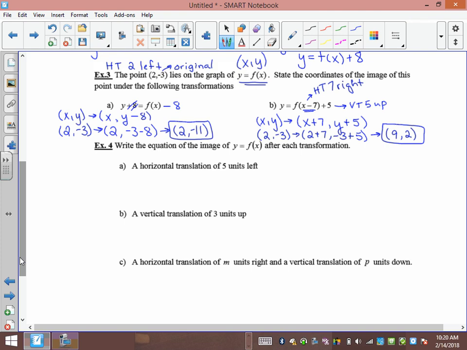Write the equation of the image. So that's asking for the transformed equation of y equals f of x after each transformation. Okay? Horizontal translation of 5 units left. X is going to be replaced with x plus 5. We agree? If we did replacement notation. So our equation is going to be y equals f of (x plus 5). 3 units up, y equals f of x, then what? Plus 3.